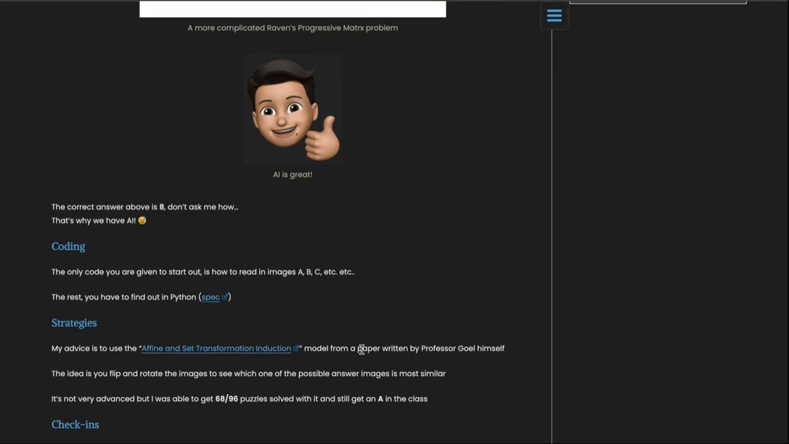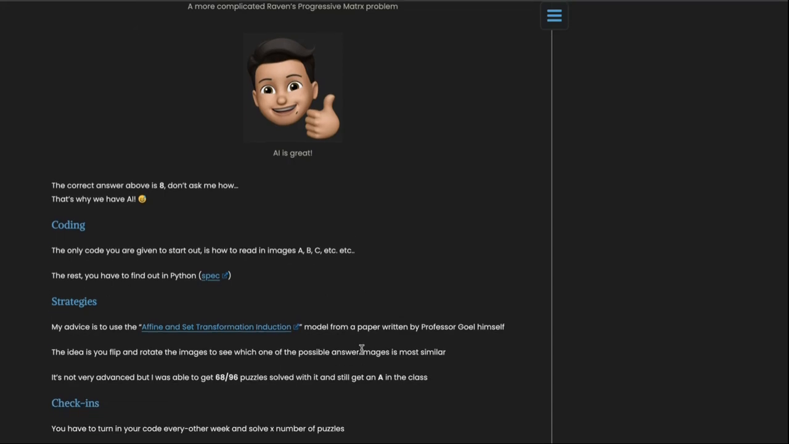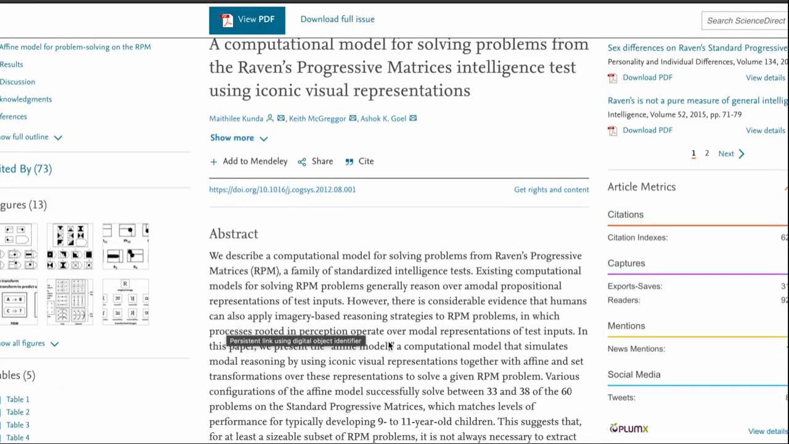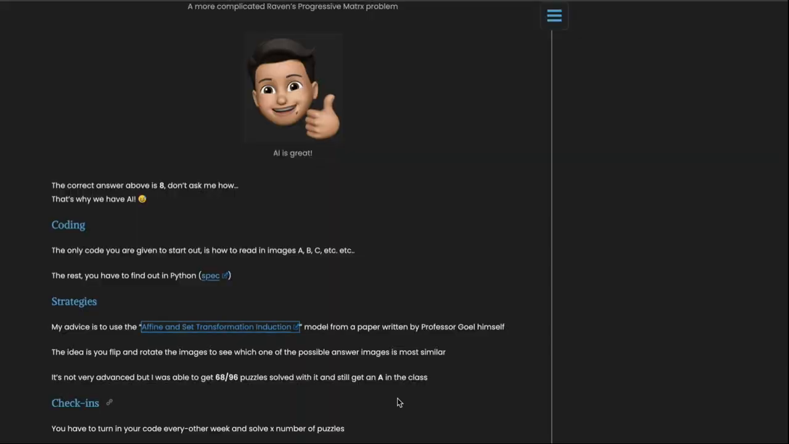And my advice to get started is trying to use the affine and set transformation induction model that was written by the professor himself. You can totally use this, that's fine, just don't copy the code from it. And it's just a nice walkthrough of one possible way to solve these problems. I used this model and I got a 68 out of 96 on the puzzle scoring part, and that was enough to get an A in the class. So at least that's a good fallback plan if you can't figure out a different way.